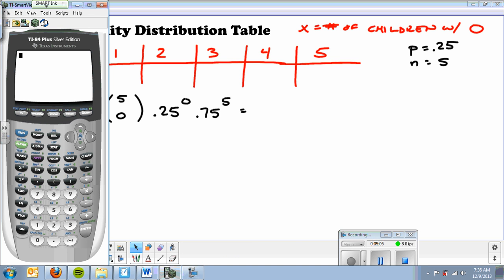So here's how I type this into my calculator, and I'll do the TI. The Casio version is just slightly different in where you find the nCr. So you type the total in first. I'm going to hit math, then go over to PRB, probability, down to nCr. Remember we talked about that in class. 5 nCr 0 times 0.25 to the 0 times 0.75 to the 5. And I get my probability. So the probability that none of the children in this family have type O blood is 0.2373.